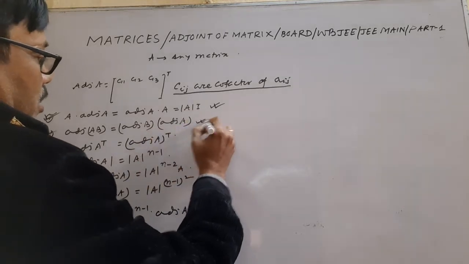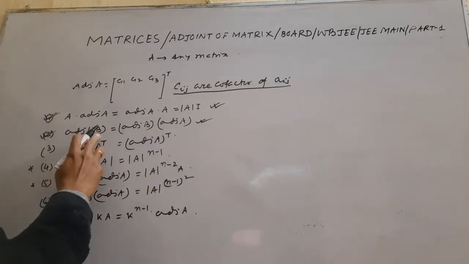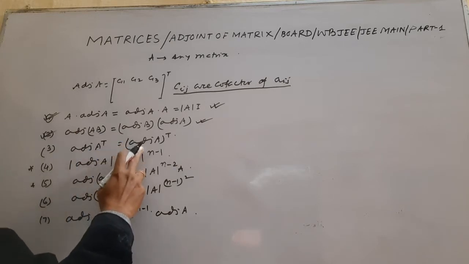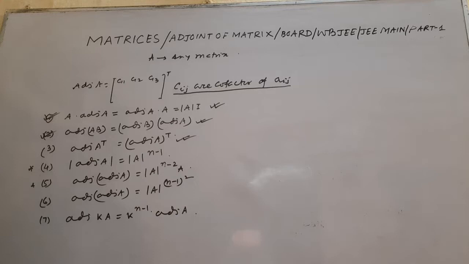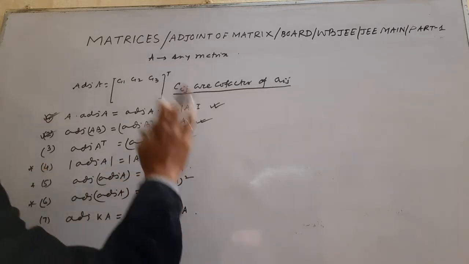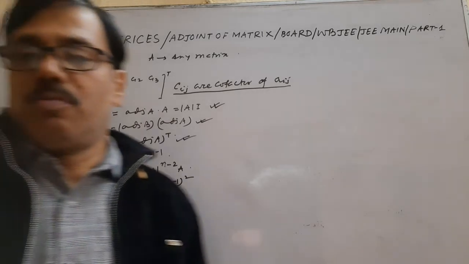Property 2: adjoint of AB equals adjoint of B into adjoint of A, in reverse order. Adjoint of A transpose equals adjoint of A, then transpose. And these, 4, 5, 6, are most important for short questions in board exams.